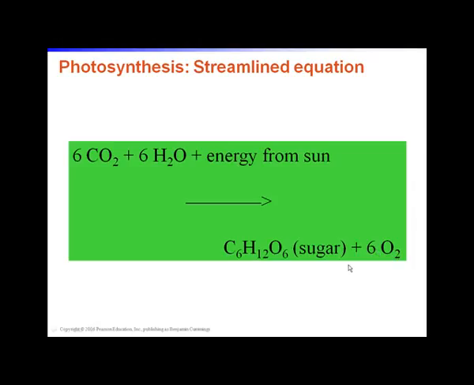Now, if you look at this chemical reaction, you'll see that it balances, that there are the same number of carbons on each side of it, the same number of hydrogens, and the same number of oxygens. So even though matter has been changed, it has not been created or destroyed. This is the reaction on which all life, or nearly all life, is dependent.